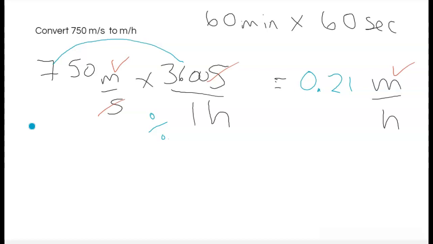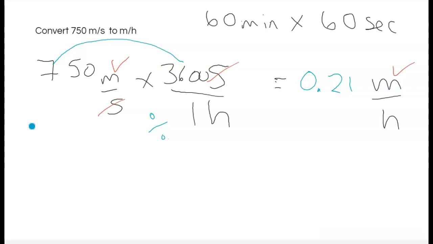Does this answer make sense? If I'm going 750 meters in 1 second, how can I possibly be going 0.21 meters in an hour? That's not logical. So always look at whether your answer is reasonable or not. I know that that's not reasonable, so I'm going to go back and check my answer again.